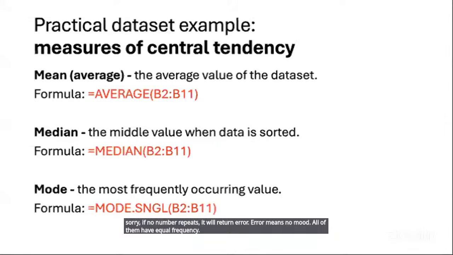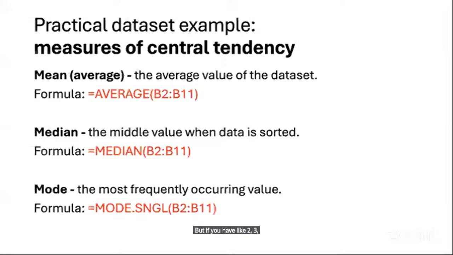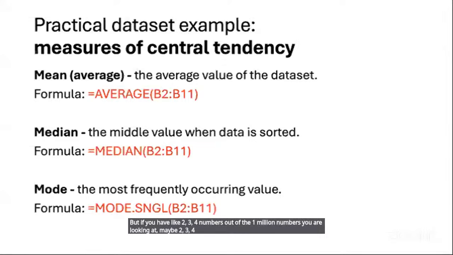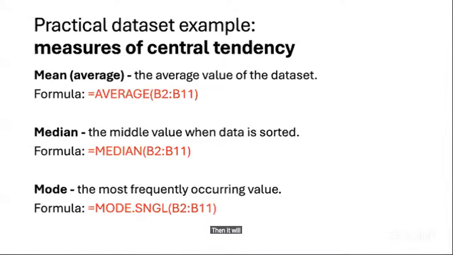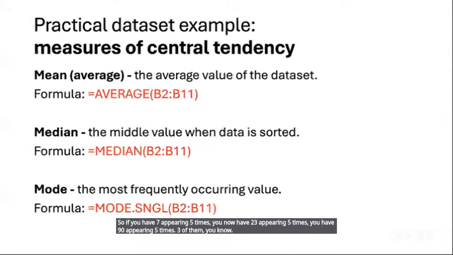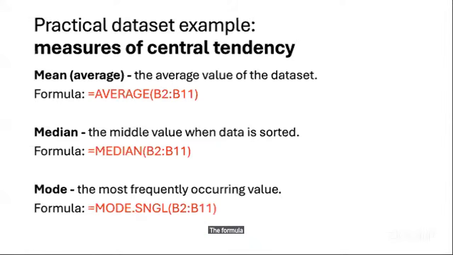But if you have like 2, 3, 4 numbers out of the 1 million numbers you are looking at, maybe occurring 5 times each, then it will return the one that appears first in your data. So if you have 7 appearing 5 times, 23 appearing 5 times, 90 appearing 5 times, three of them appearing 5 times and the rest appearing once, the formula will return 7, which appears first in your data set, as the mode.